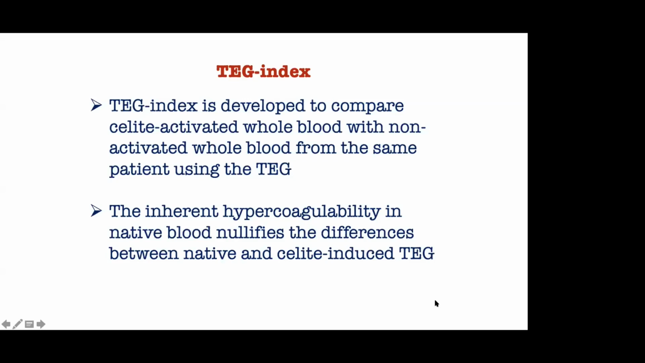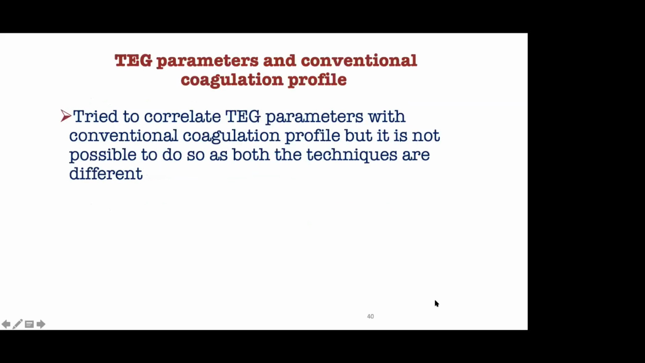So we run the two samples at the same time, and the TAG index is calculated, and we can find that this patient is hypercoagulable. And this hypercoagulability is the native state of the patient. It is not because of any medication or because of other conditions. So that is a native condition of the patient: hypercoagulable.